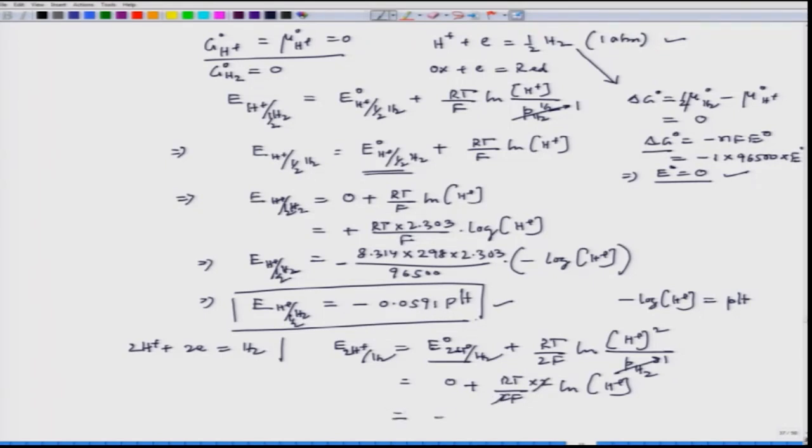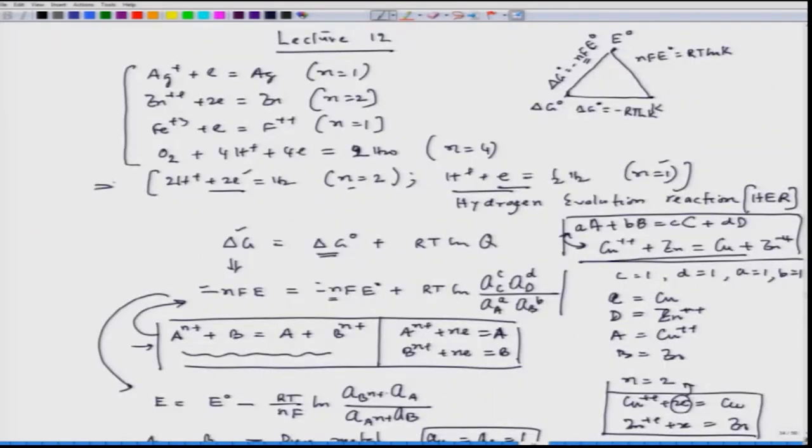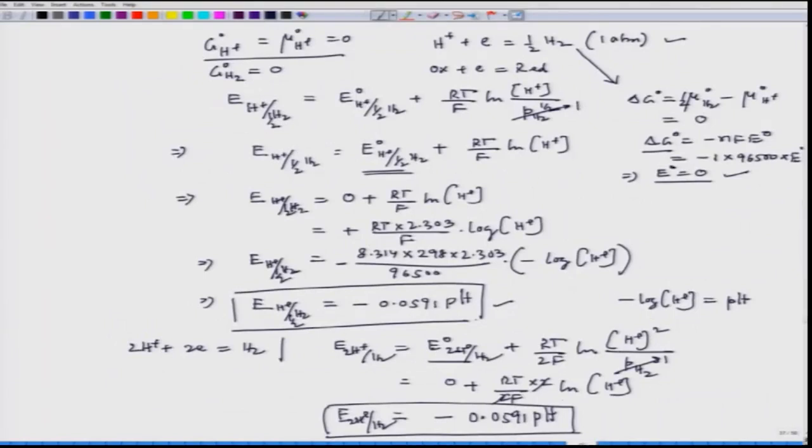Finally, if we put in those values, we get minus 0.0591 pH. So both the equations are the same. Both reactions have the same electrochemical potential, and their slopes are also the same.